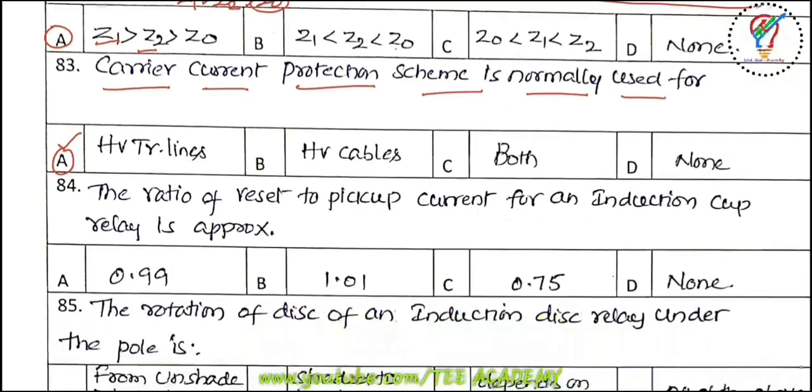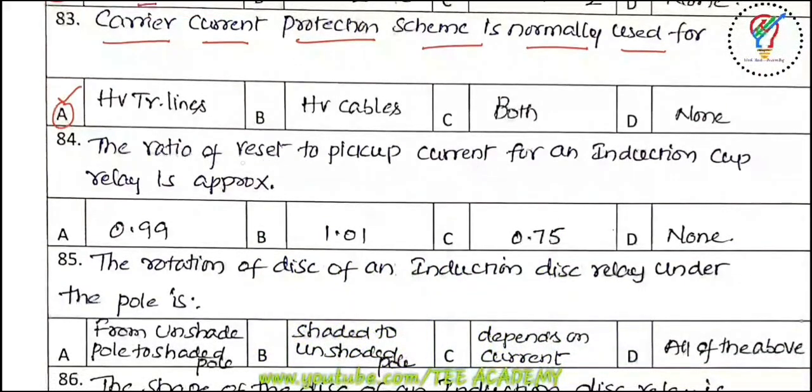Next one, 84th, the ratio of reset to pickup current for an induction relay is approximately, the options are 0.99, 1.01, 0.75, none. So it is approximately equal to 1 but not greater than 1.